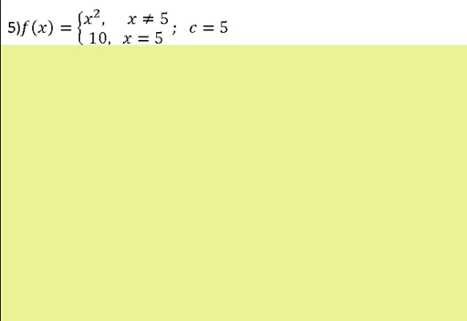All right, let's look at number 5. A, how about f of 5? All right, f of 5 is 10. f of 5 exists. How about B, the limit?